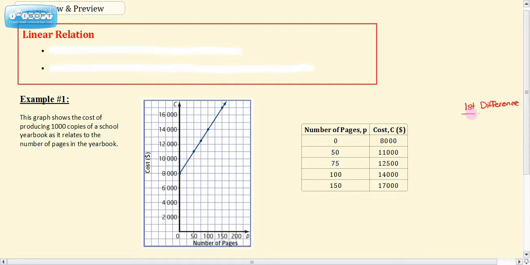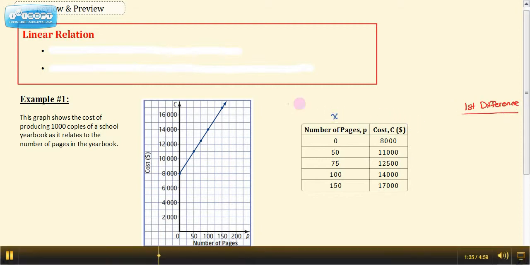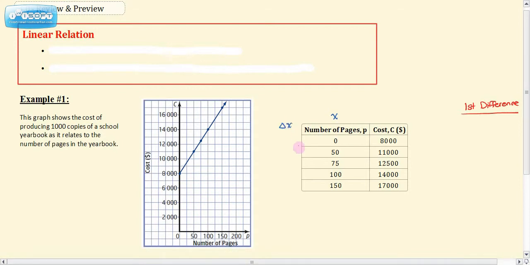Now, if you can recall, the first difference requires that we look at how the x changes, so how we move from one value to the next along my table, and how this changes with the change in my y value, which is my cost. Now, this relationship will be linear if my change in y over my change in x is the same.